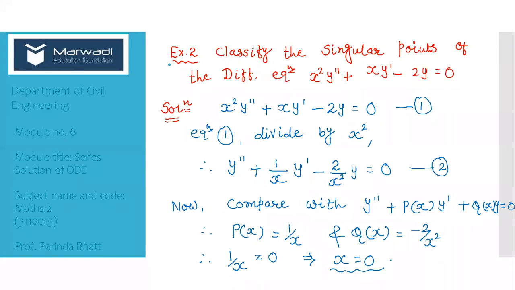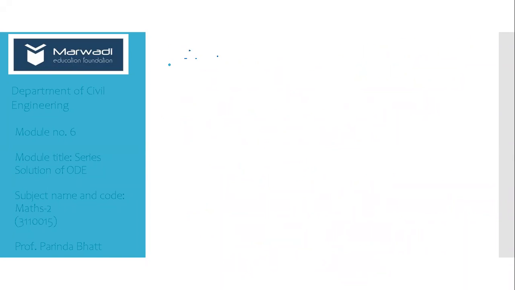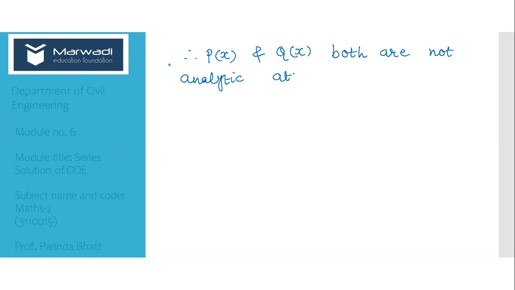Right? Therefore, p of x. Yes, Raj Kishore, wait for a minute. After completing the whole question, I will show you. p of x and q of x both are not analytic at x equal to 0. Therefore, x equal to 0 is a singular point.